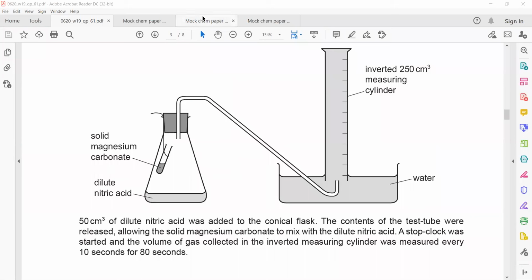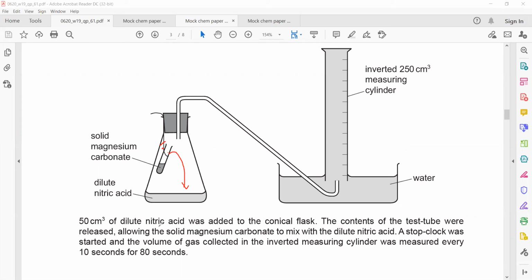Yeah, the test tube will fall. Basically, when we remove this thread, it can be done in two ways. We can remove the thread and the test tube falls, or, because the thread is movable, a small part, we can lower the thread so the magnesium carbonate can mix with that acid. Both ways it can be done.